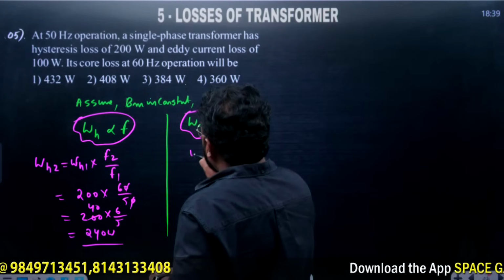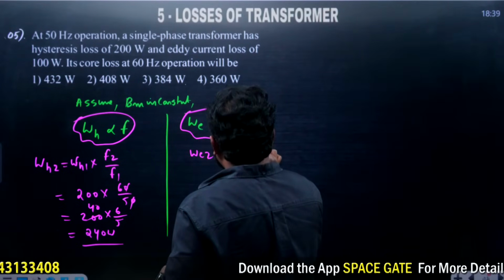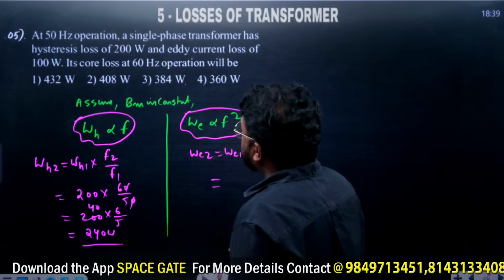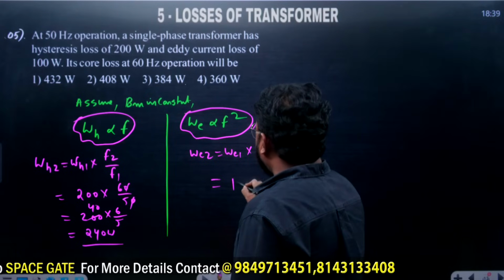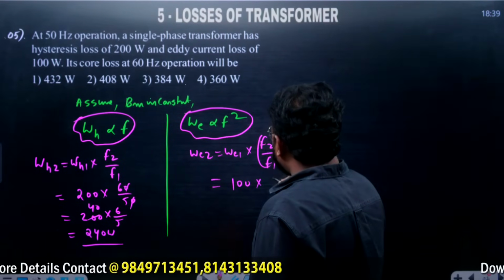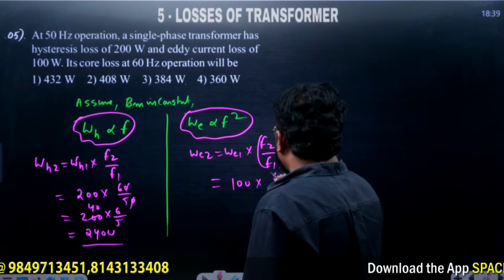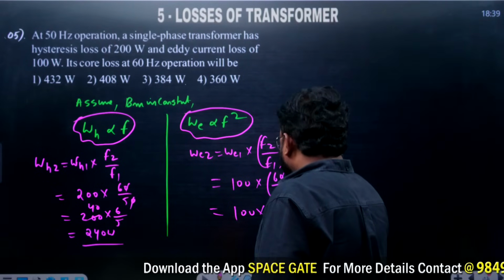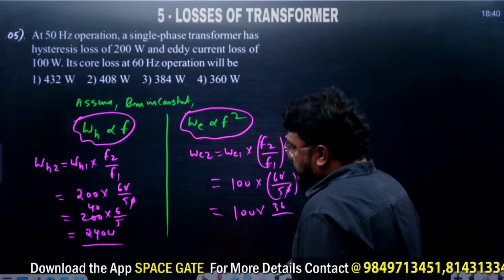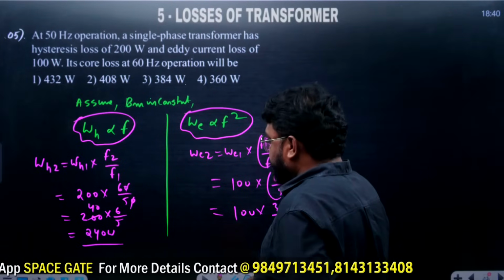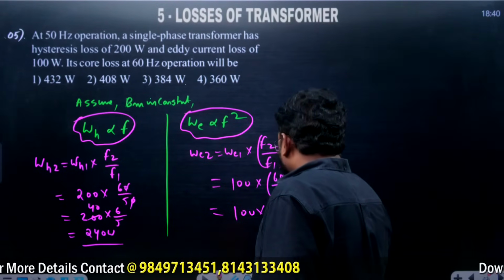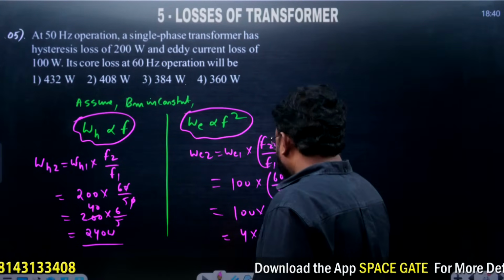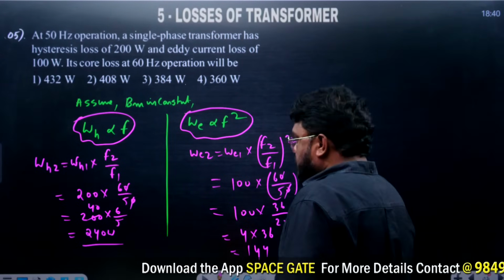And next, the eddy current losses: WE2 is equal to WE1 multiplied by (F2 by F1) whole square, and WE1 is 100 watts, and F2 by F1 is 60 divided by 50 whole square. So 100 into 36 divided by 25, the 25 goes four times into 100, so 4 multiplied by 36, that is equal to 144 watts.